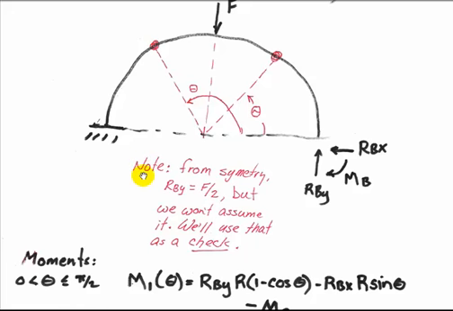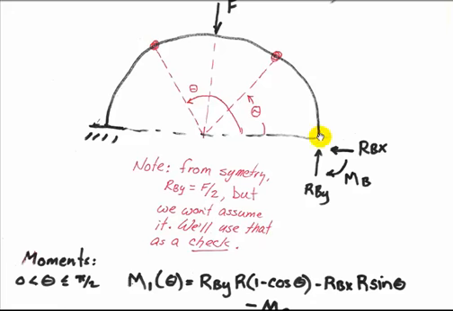Now, I put a note here that says from symmetry, I know that RBY here, this Y value, not only equals this Y value, but in fact both of them have to equal F over 2. But in this case I'm not going to assume that. I'm going to pretend I don't know this RBY value and solve for it. And when I solve for it, I better get F over 2 or something has gone wrong.